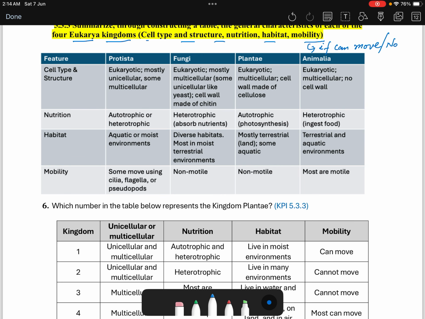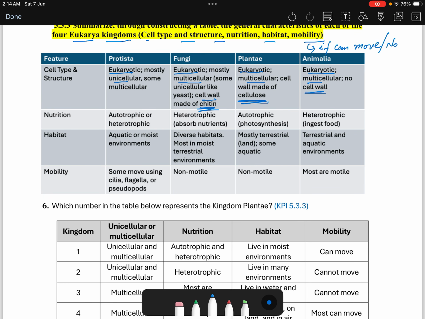So cell type. Of course, all of them are eukaryotic, but you will say single cell or multicellular. So you can see protista mostly unicellular, fungi mostly multicellular, plantae mostly multicellular, and animals are multicellular. They don't have a cell wall in animals, but we have a cell wall in the plants and in the fungi. In fungi it is made up of chitin, and in plants it is made up of cellulose.